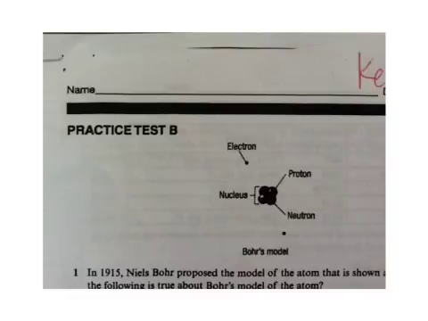Number 30. Look at this Hertzsprung-Russell diagram. Which of the following is a star that is relatively cool, dim, and red? A, Betelgeuse. B, Sirius B. C, Procyon B. Or D, Barnard's star.